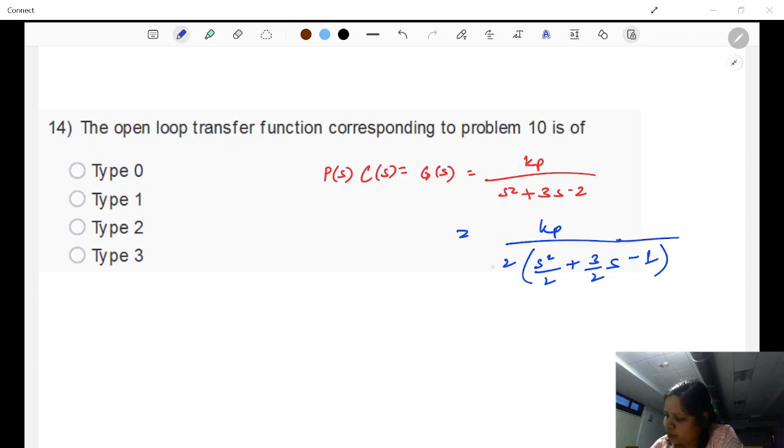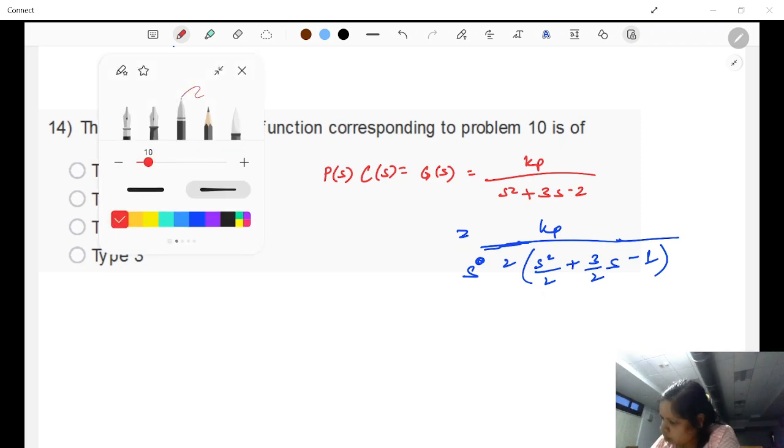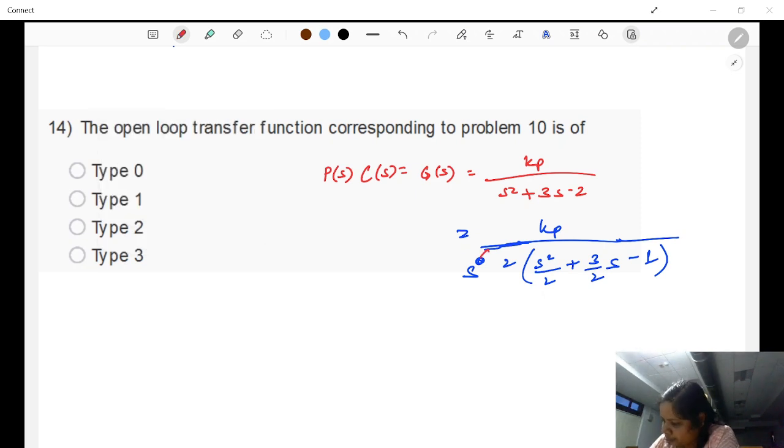Let's say we take minus also out, that is also possible. But what would happen is, there is no s here, right? Because you do not have anything to compensate for. Since it is s to the power 0, and this is n, your n is 0. Hence it is a type 0 system.